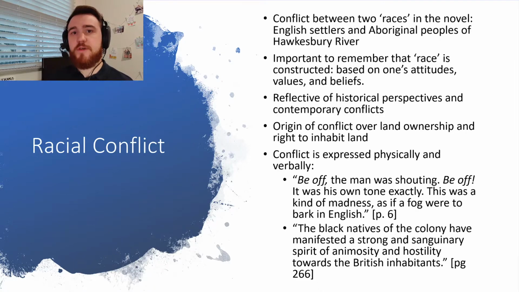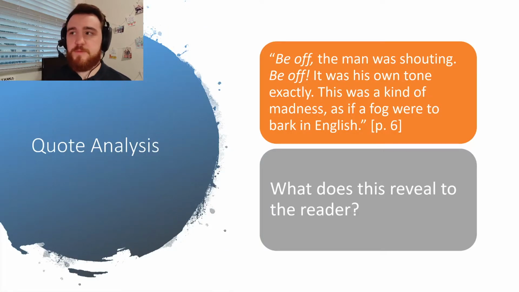The origin of this conflict in the novel comes from land ownership and whose right it is to inhabit the land. So, the Aboriginal peoples being there first, cultivating the land, etc., versus the colonial ideals of the British. Conflict is expressed both physically and verbally. We'll be looking at these two quotes in more detail. So, first of all, let's talk about the first one. This happens in the prologue of Strangers.